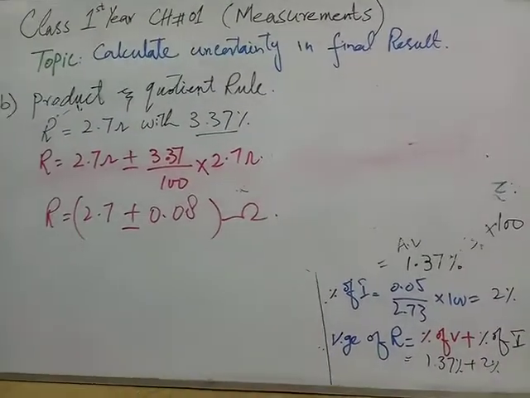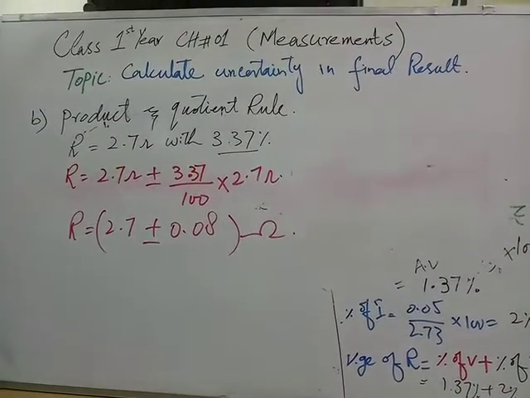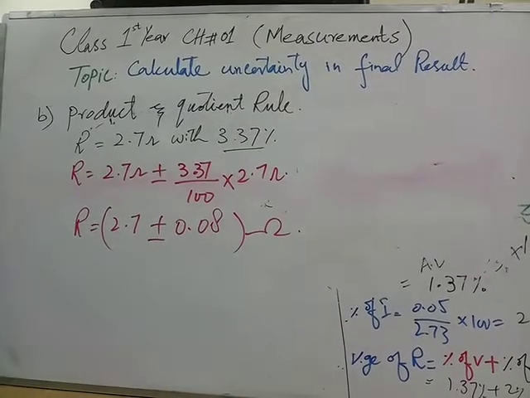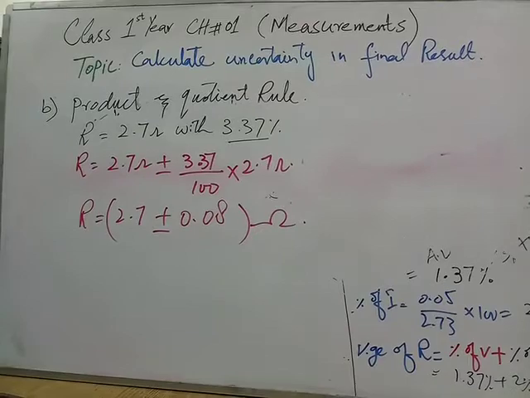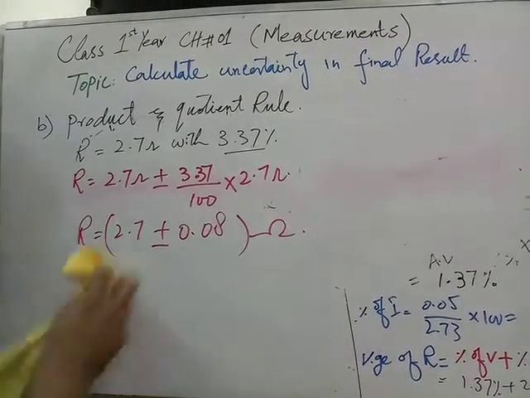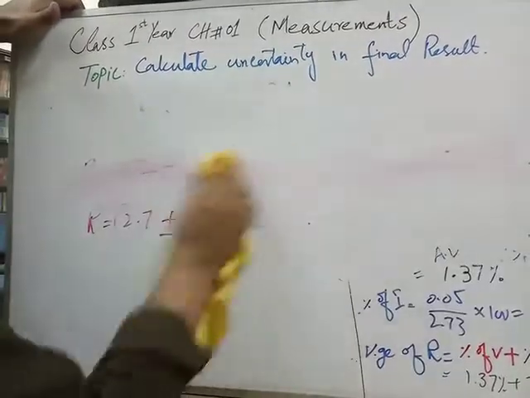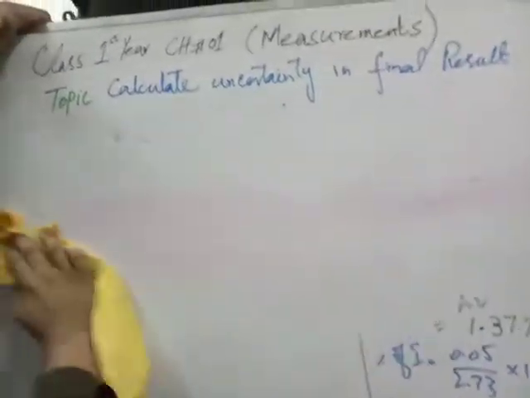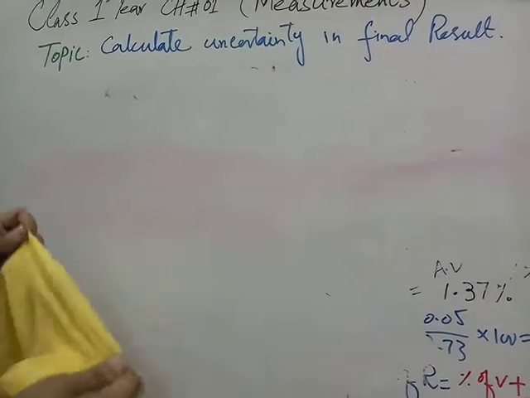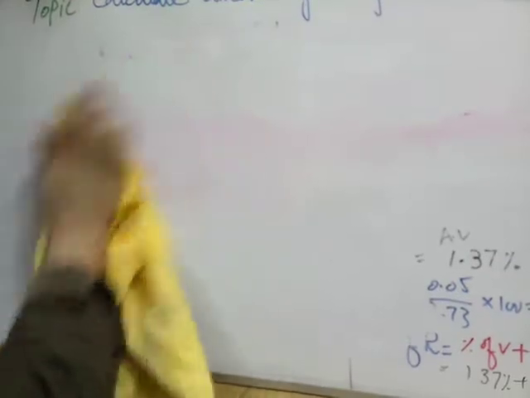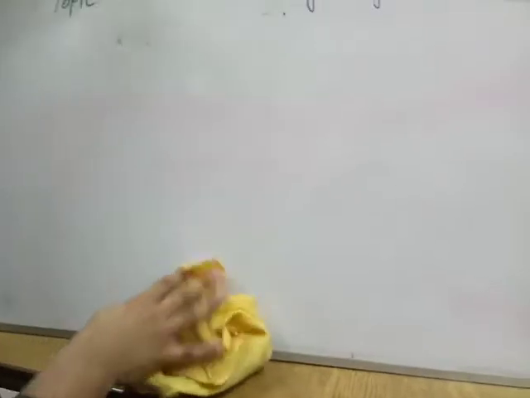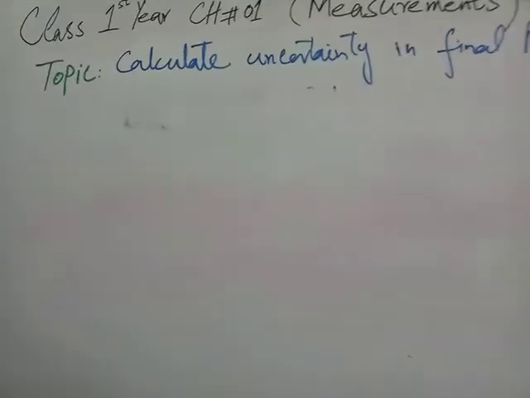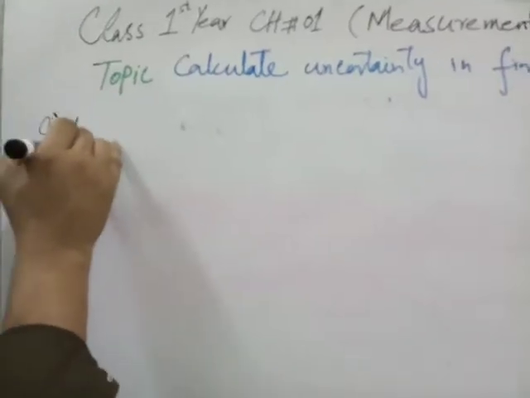One more most important rule, which is not the last one, is the power rule. The third one is the power rule. You remember the formula for kinetic energy is half mv square, or the formula for volume is meter cube. For powers like cube and square, how do we solve uncertainty? So now I am going to describe the power of a quantity, or power rule.